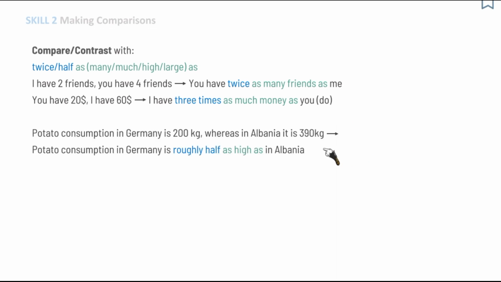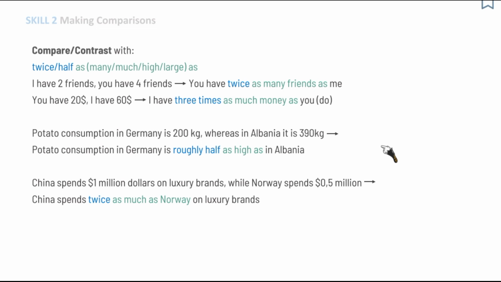Now let's talk about examples that can actually be used in IELTS. So potato consumption in Germany is 200 kg, whereas in Albania it is 390 kg. So we can see that the difference is almost 2 times. Almost. Not exactly, but almost. So in this case, we can say that potato consumption in Germany is roughly half as high as in Albania.